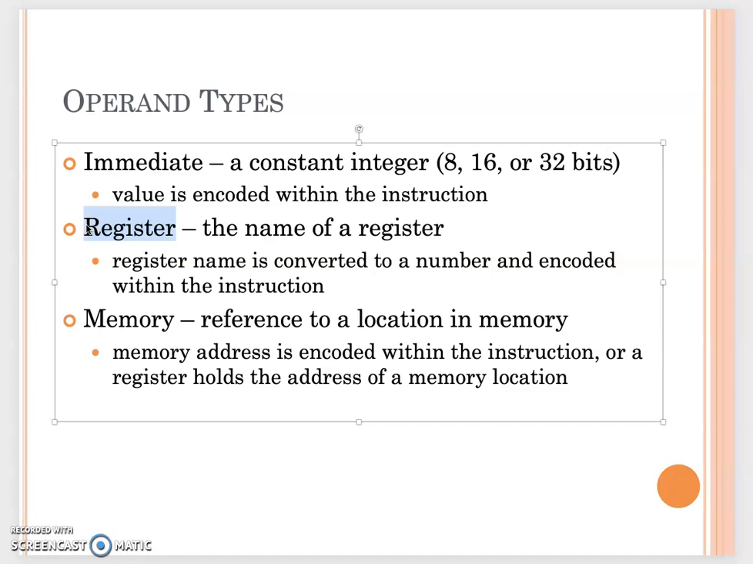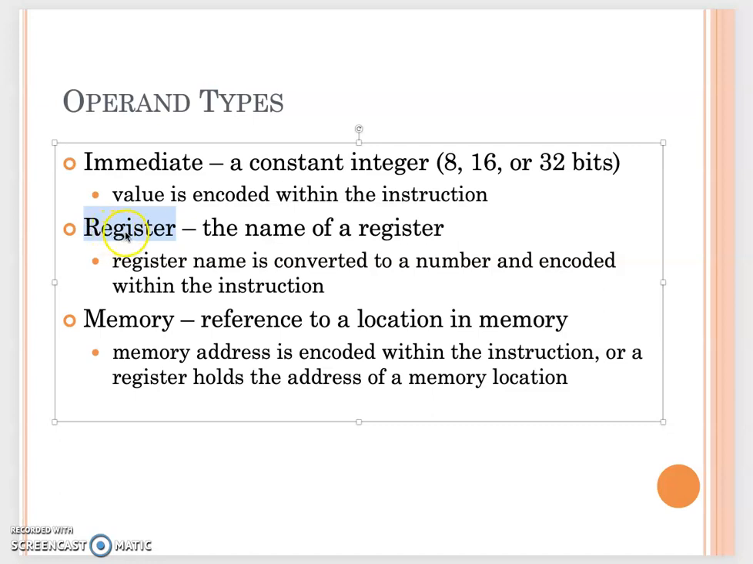According to the register name, remember, for example, we have the general purpose registers: EAX, EBX, ECX, EDX. EAX refers to 4 bytes, so if you use EAX, the converted number will be saved in 4 bytes. But remember, we can also use AX alone, which is 2 bytes. Likewise, AL is 1 byte. So the register name will be converted to a number and encoded with the instruction.